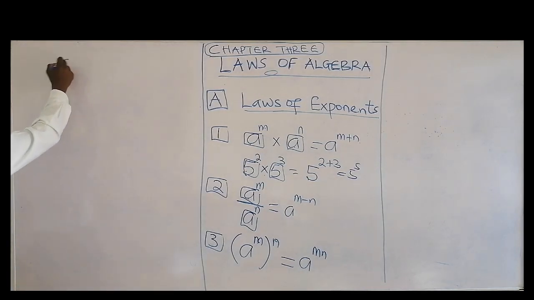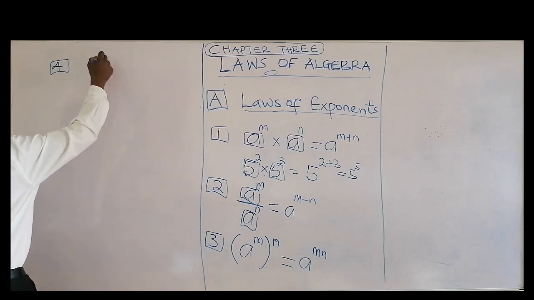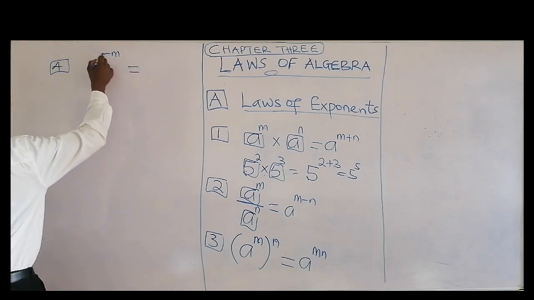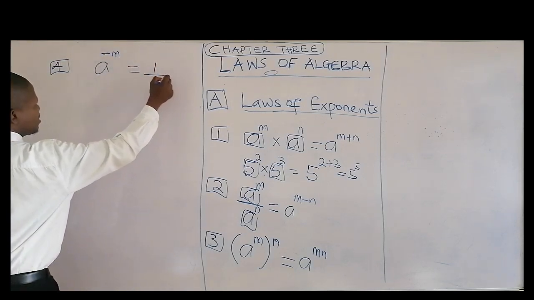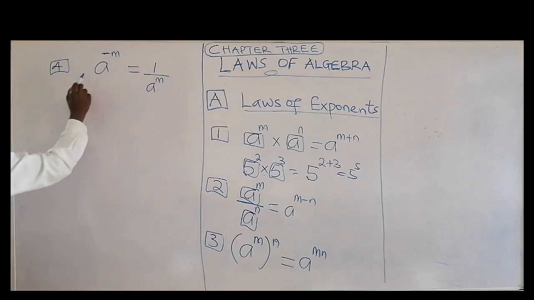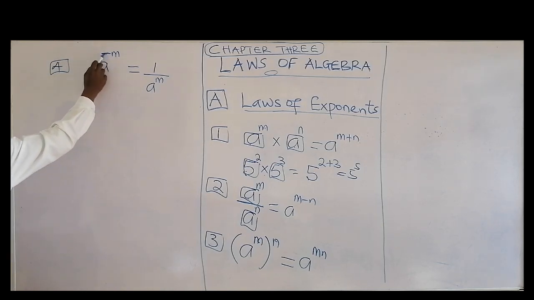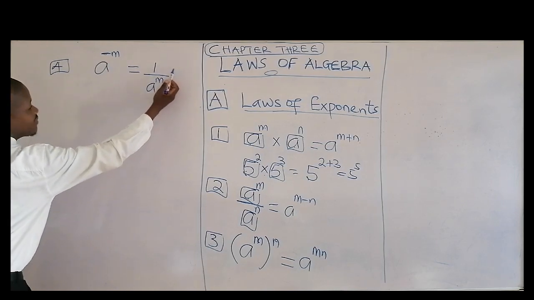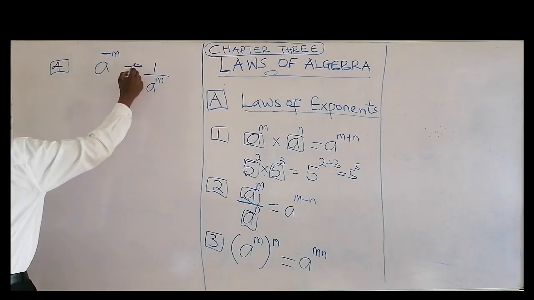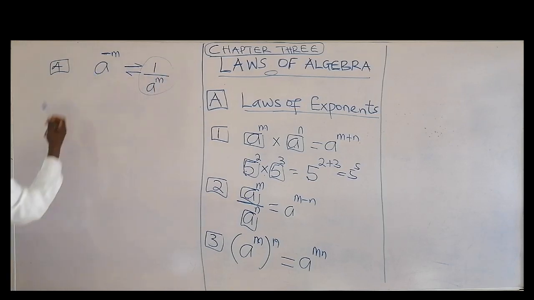Law 4, the fourth one, it says that when you have a to the exponent negative n, the law says that this minus here will be 1 over a to the power what? A to the power n. Okay, so by so doing, you've removed the negative exponents. On the right side, you don't have the negative there again. Okay, and this law is reversible.